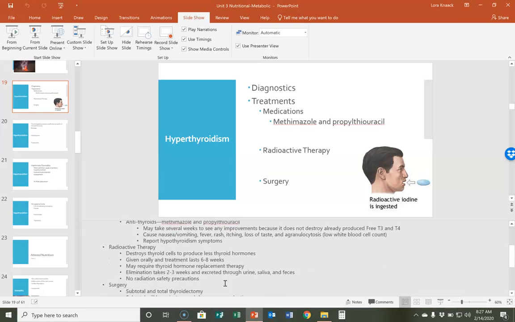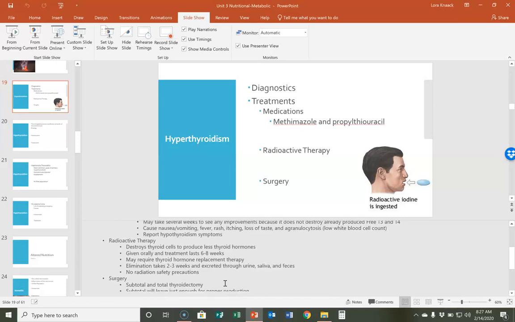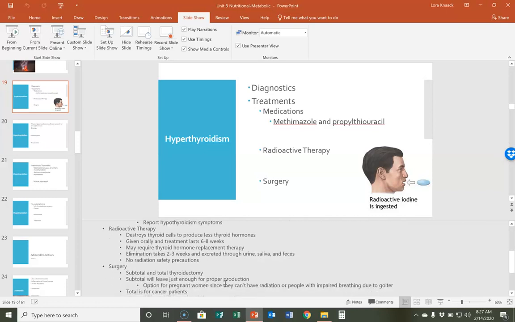Radioactive therapy is very common. This destroys thyroid cells so that we produce less thyroid hormone, less of that free T4 and free T3. This is given orally, and the treatments usually last 6 to 8 weeks. It may require thyroid hormone replacement therapy once it is done. Elimination takes 2 to 3 weeks, and it's excreted through urine, saliva, and feces.